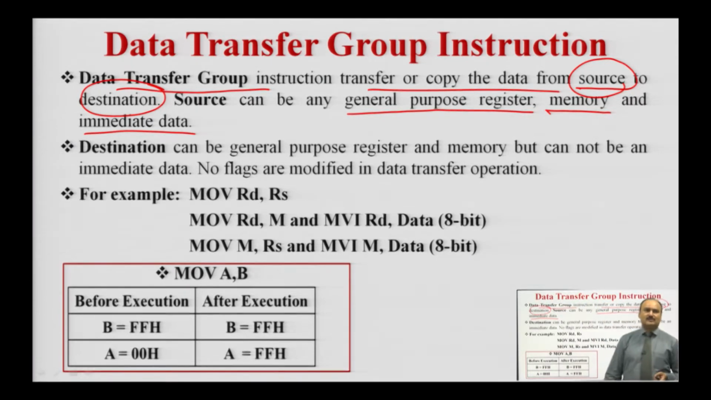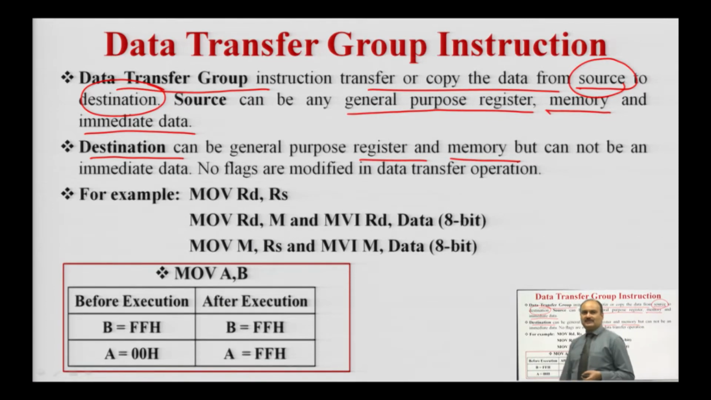So, in data transfer group instruction, the instruction will perform the data transfer or copy operation from the source to destination. The source can be a general purpose register, memory location or the immediate data which is specified with the instruction, but the destination is only registers and memory.